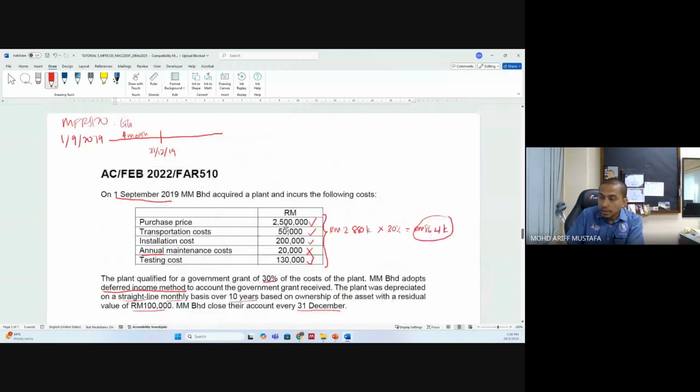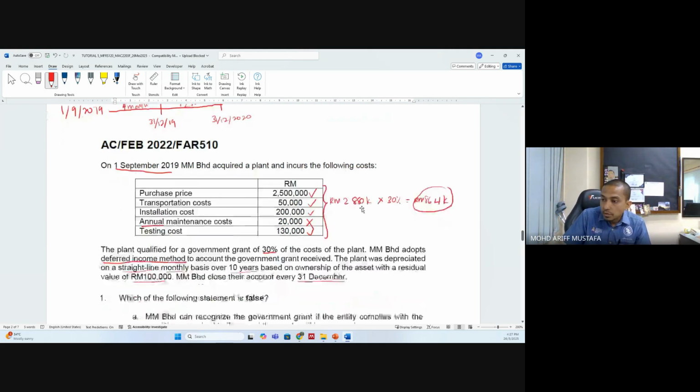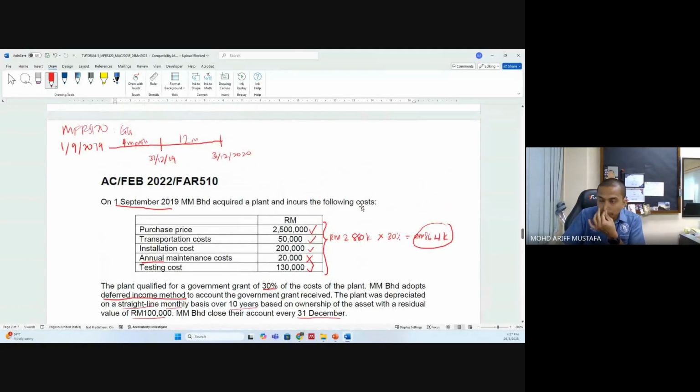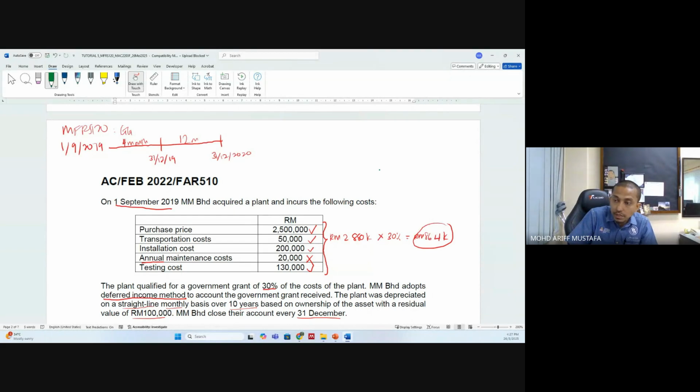Okay, so again, if we close on 31st December 2020, you can see there is another 12 months or 1 year here. In other words, it's going to be 1 year plus 4 months. Now, what is the journal entry that we should do? First thing first, I will do the basic one and 31st December 2019 only. I will do these three questions first.